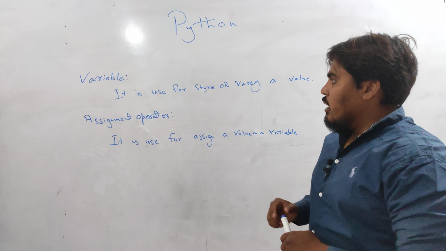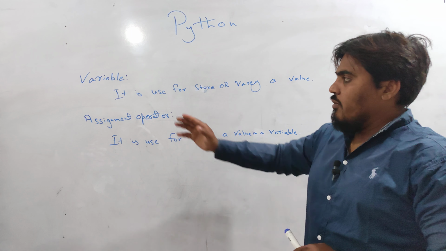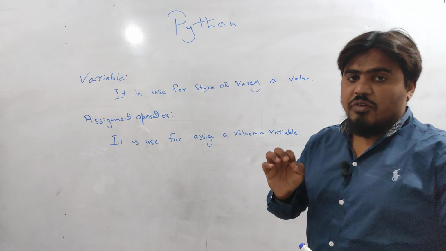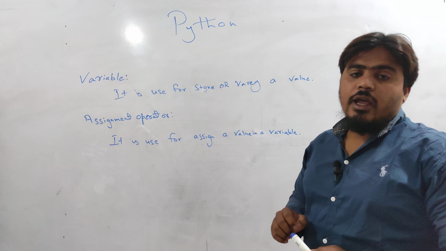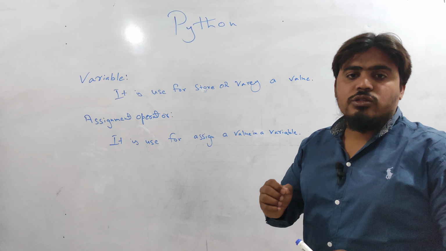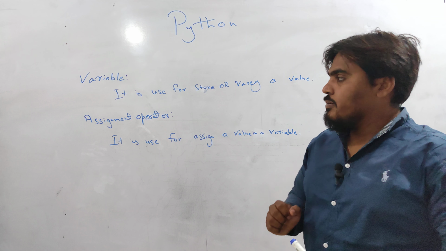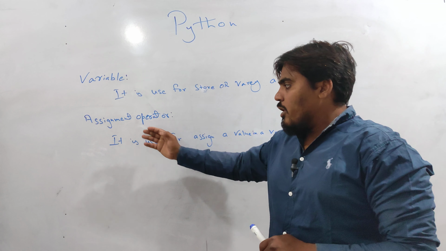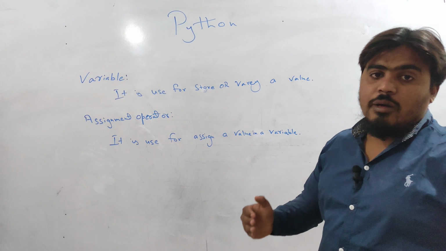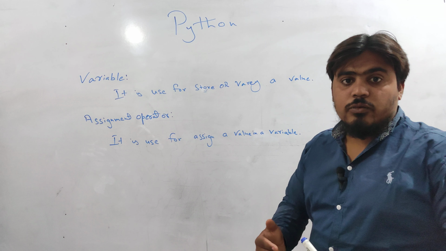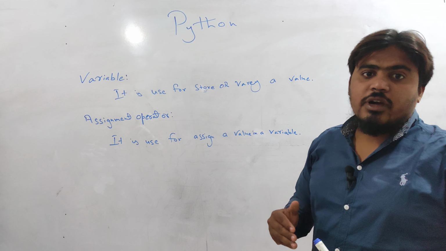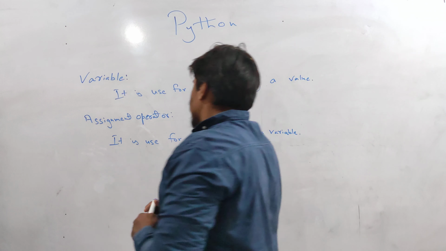For example, there is a definition of a variable. It is used to store a value. It means that any kind of value can be stored by a variable. The assignment operator is used to assign a value to a variable. It helps the variable to be assigned any kind of value. There are some examples.